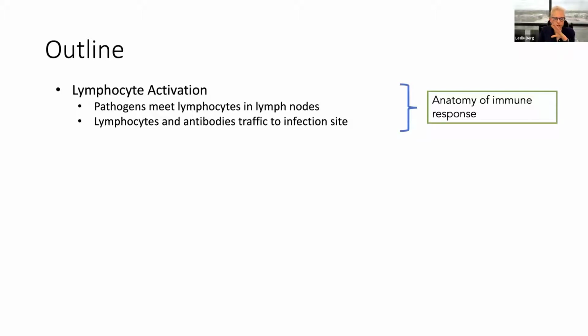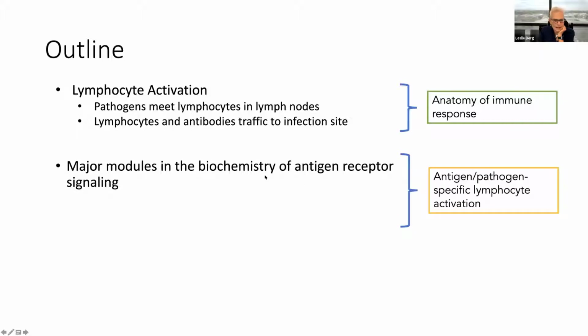So first I was gonna start with a very brief introduction to how pathogens meet lymphocytes and lymph nodes. Hida outlined that, so I won't belabor it. I'll try to go through it pretty quickly. So the anatomy of the immune response is how I think of this. The second is talking about the major modules in the biochemistry of antigen receptor signaling and their functions in activation of lymphocytes. And this involves a discussion of kinases, adapters, and then second messengers.